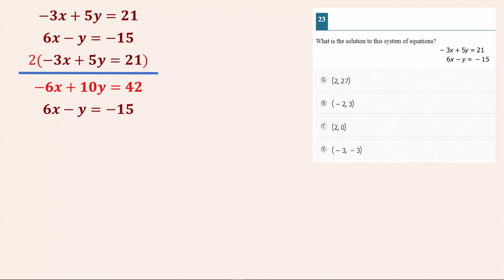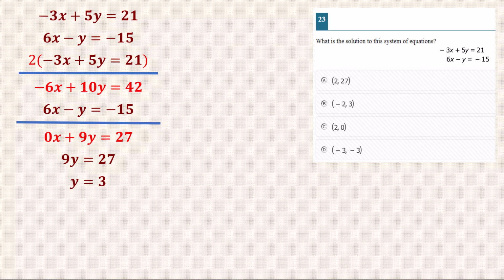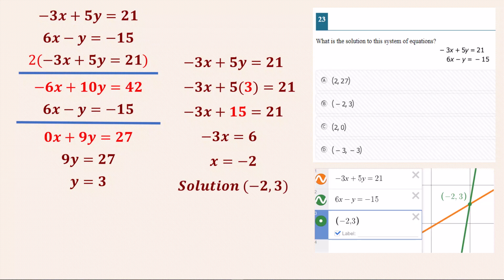We multiply the first equation by 2, which will cause the x terms to have opposite coefficients, -6 and 6, which will drop out and lead to the solution for y, which is 3. Substituting back into the original equation gives us the value of x, which is -2, which matches choice B.